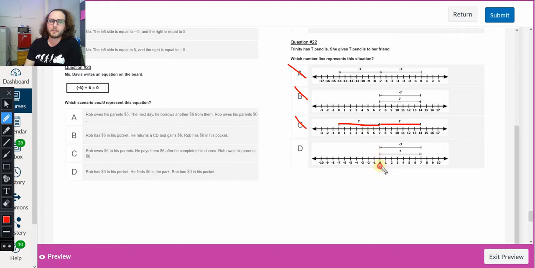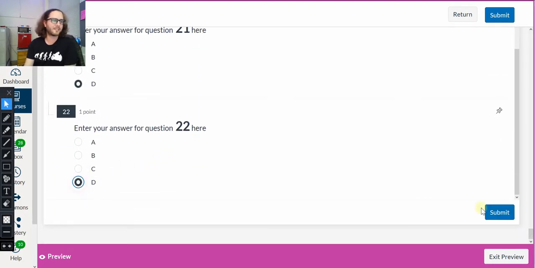That's not what should have been happening. What should have happened is starting from 0, we go up by 7. Those are the 7 pencils she had. Then you subtract 7 to end up back at 0 pencils for number 22. So, number 22, we got D.